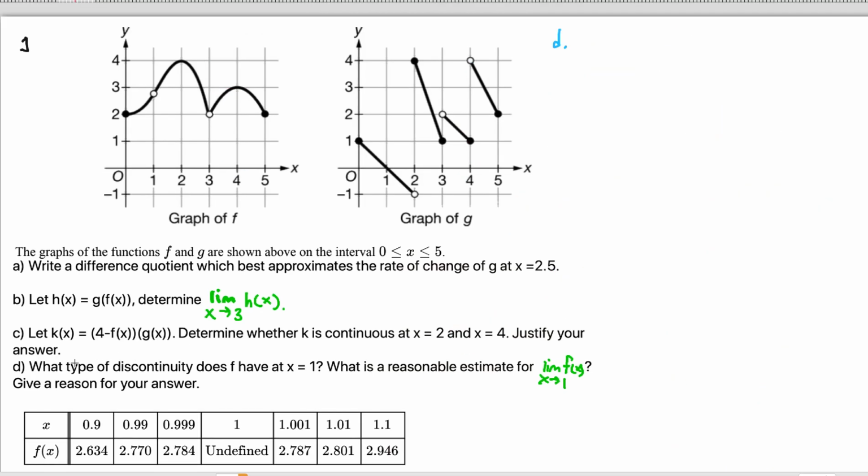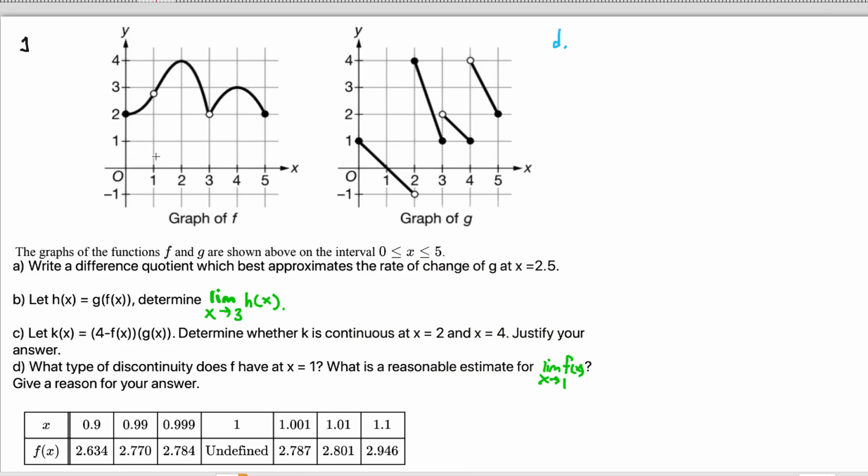Asking what type of discontinuity f has at x equals 1. So there's 3 types of discontinuity. There's this type of discontinuity where it's just a hole. I would rather it be called a hole discontinuity, but basically the limit exists, right? The left-hand limit equals the right-hand limit. They're both tending towards the same value along y. So the limit exists, but f of 1 does not exist at that same value.